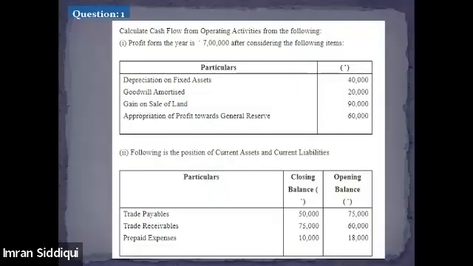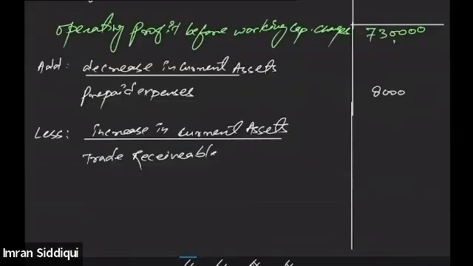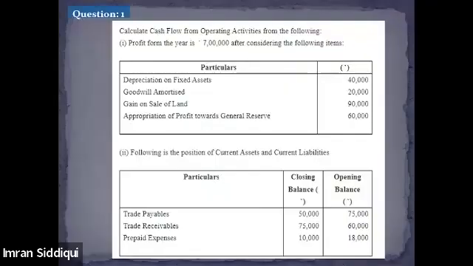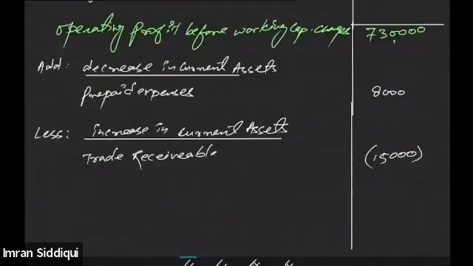Trade receivables increased by what amount? It increased from 60,000 to 75,000. So that means there is an increase of 15,000. Whatever the increase, we need to subtract it. Then trade payable is there, which is a liability. So decrease in the value of liability needs to be subtracted as a decrease in current liabilities.